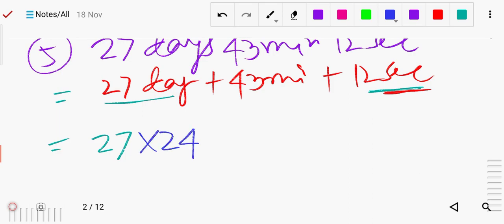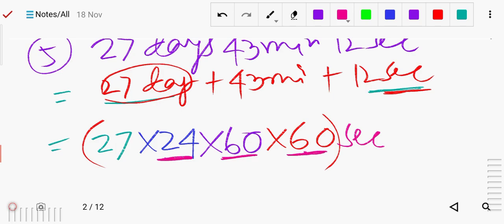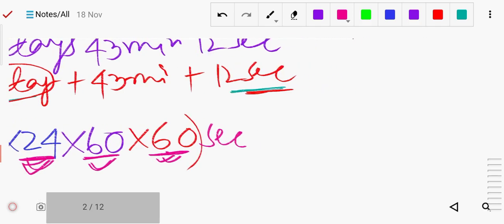Okay, now we have changed to the hour. Now we have to change hour to minute. So how many minute in 1 hour? 60 minute. So multiply by 60. Then after that, how many second? 60 second. So now this 27 is changed to the second. Here we change day to hour, here to the minute, and here to the second. Now fully 27 days is changed to the second.